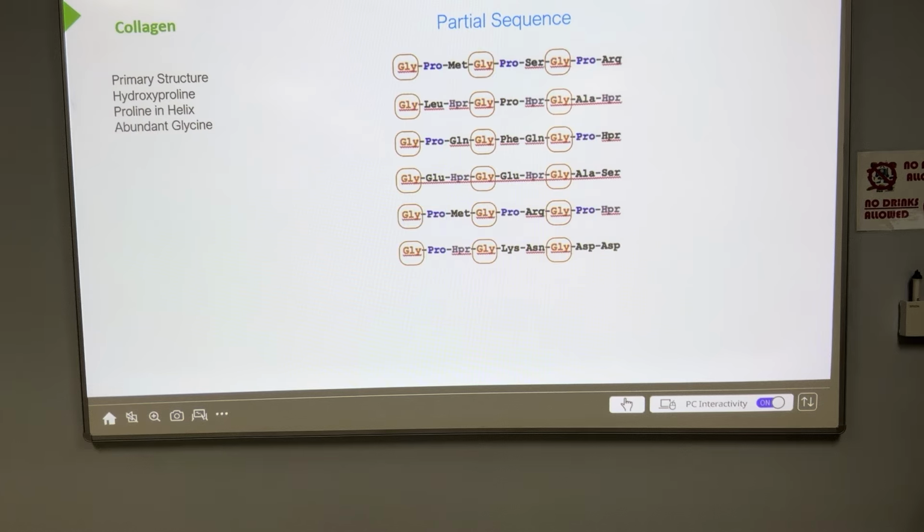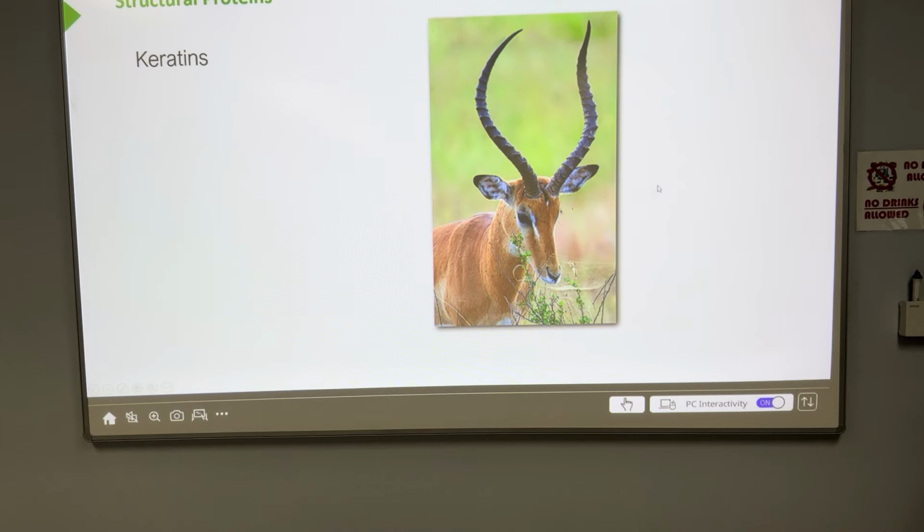You see, that's a proline helix, and you see that it is rich. You see, collagen is rich in glycine. So this is just introducing you to what collagen is made up of. It has proline, hydroxyproline. It has proline in helixes. It has a lot of glycine on it, and has some lysine groups. That's keratin. It's found in hair, and it's found in the nails.